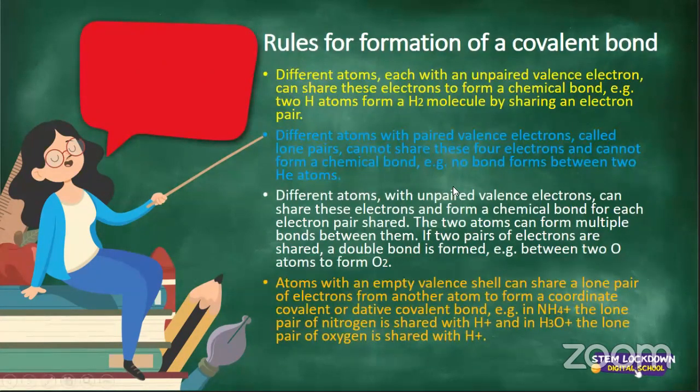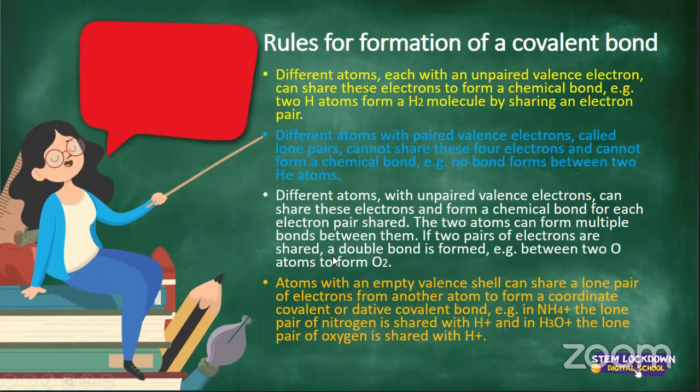So let's just quickly go through the rules for covalent bonding. So in here, different atoms, each with an unpaired valency electron, can share these electrons to form a chemical bond. For instance, two hydrogen atoms can form a hydrogen molecule by sharing an electron pair, meaning that each of the hydrogen atoms will be coming with 1 and the other one with 1, and then they will bond together to form a hydrogen molecule.